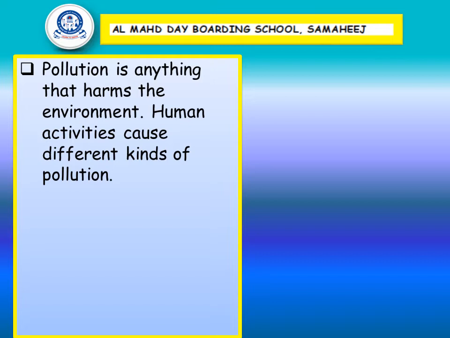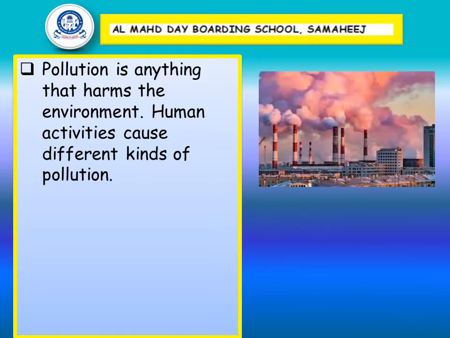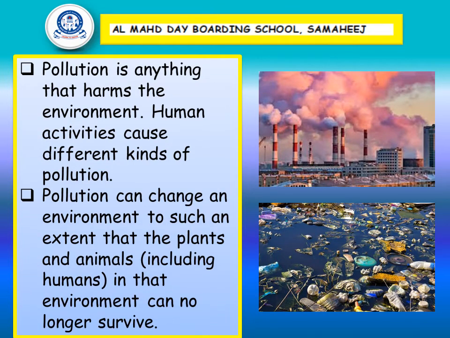Human activities cause different kinds of pollution. What are the different kinds of pollution that we are experiencing right now? We have water, land, and air pollution. Pollution can change an environment to such an extent that the plants and animals, including humans, in that environment can no longer survive.